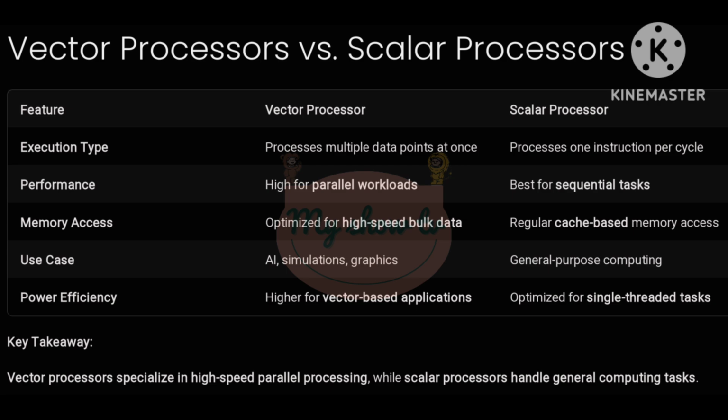Key takeaway: if an application involves massive parallel computations, like weather simulations, AI model training, or 3D rendering, a vector processor is the better choice. For general-purpose computing, where instructions are executed one after another, a scalar processor is more efficient.